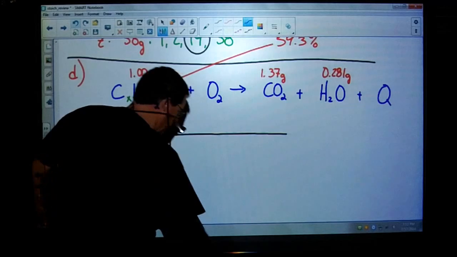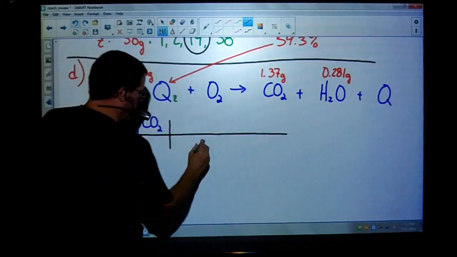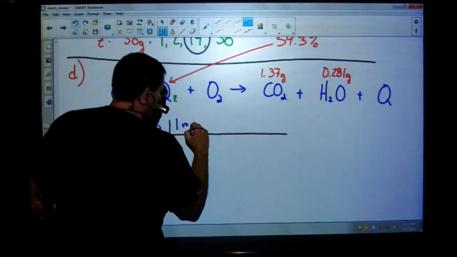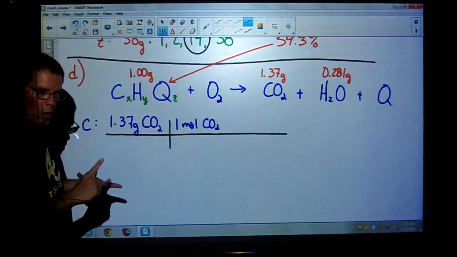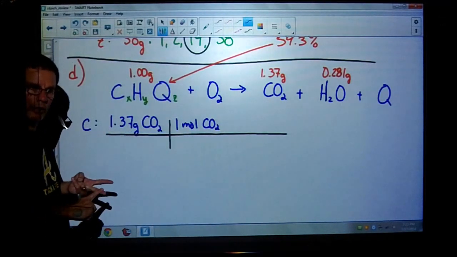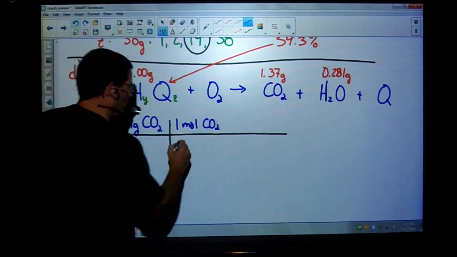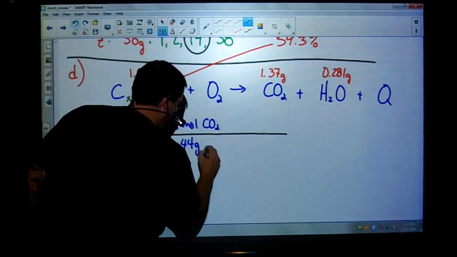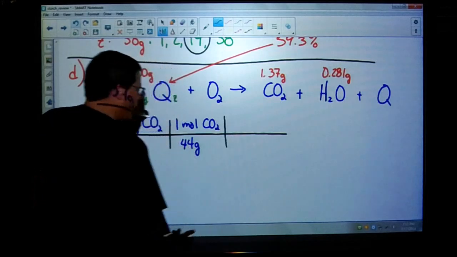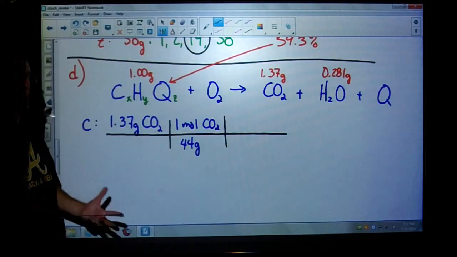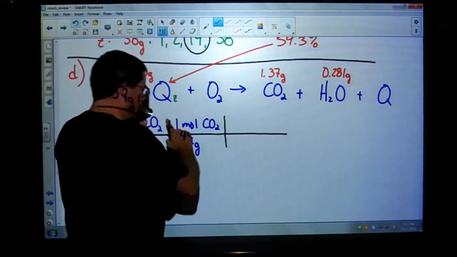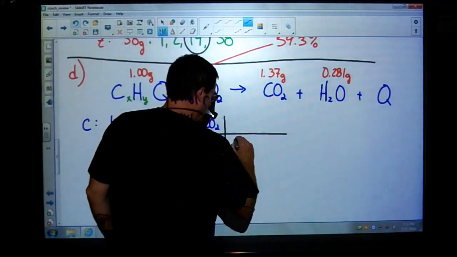So here's what I'm going to do. I'm going to convert the grams of carbon dioxide into moles of carbon dioxide. Carbon has a molar mass of 12, oxygen 16, 16 times 2 is 32, 32 plus 12 is 44 grams per mole. If I stop right there, that's how many moles of carbon dioxide I have. But I want to know how many moles of carbon I have. So I need to get rid of the moles of carbon dioxide.